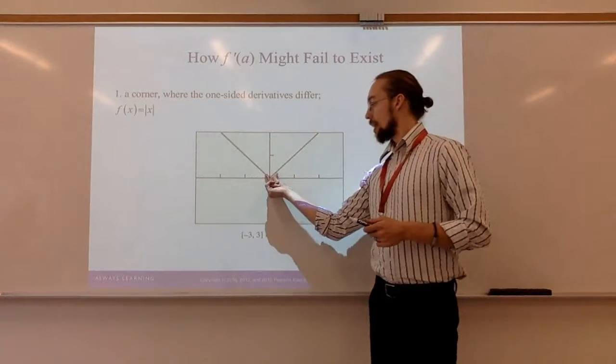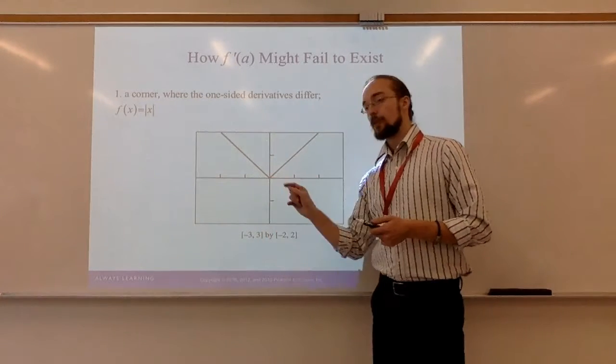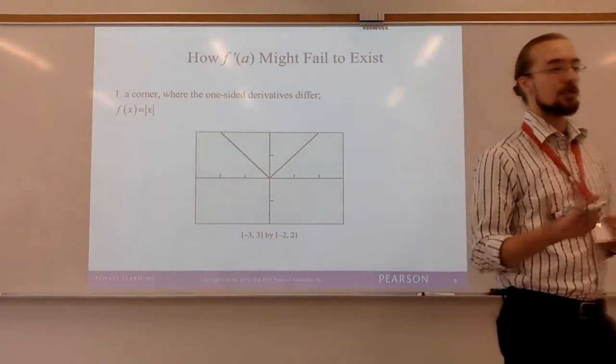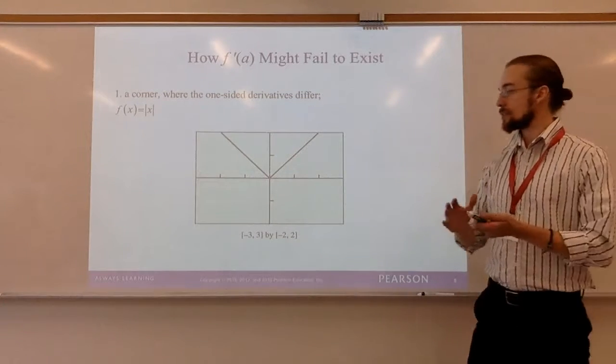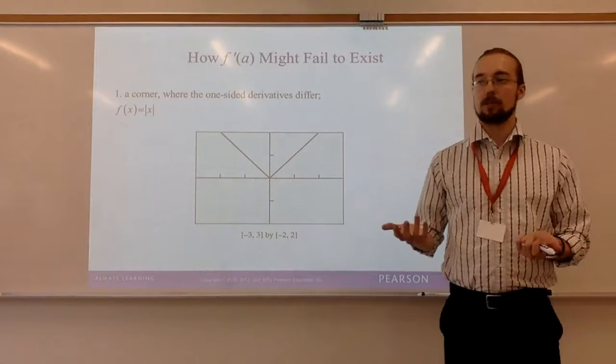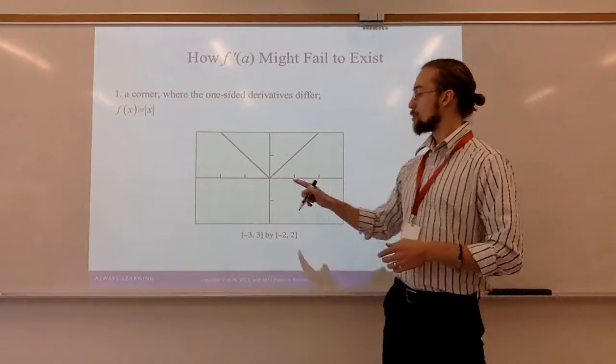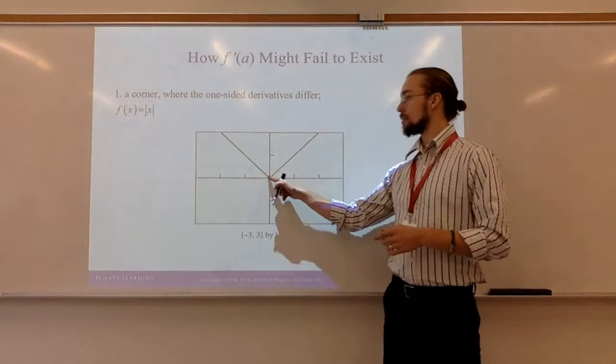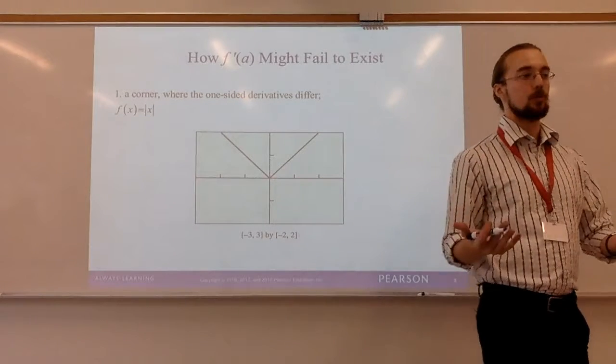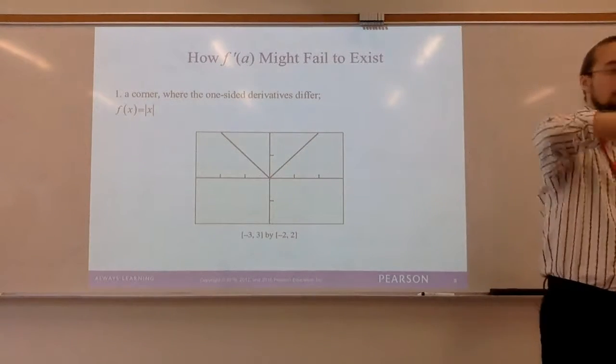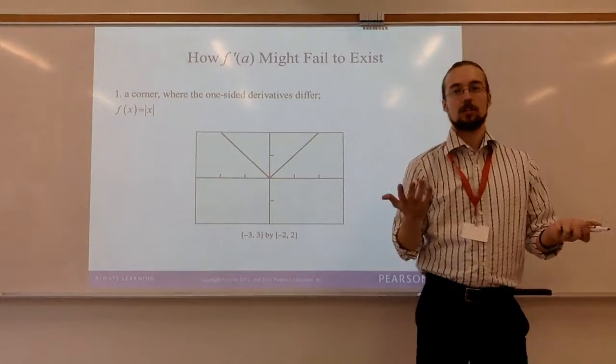So, at this corner, if we think about trying to draw a tangent line, and remember we said a tangent line is a line that approximates the slope at a point on a graph. So if I tried to draw a tangent line at x equals 0, where would I draw that tangent line? Would it look like this? Would it look like this?